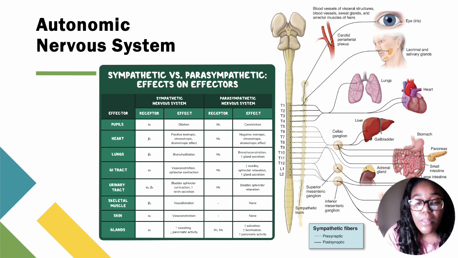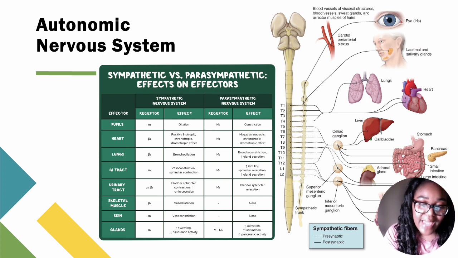As it relates to the pupils, we have pupillary constriction. In the heart, we have a negative inotropic effect, negative chronotropic effects, and negative dromotropic effects. With the lungs, you have bronchoconstriction and increased gland secretion. In the GI tract, you actually have an increase in motility, also known as peristalsis. You have sphincter relaxation, and you have an increase in your gland secretion.